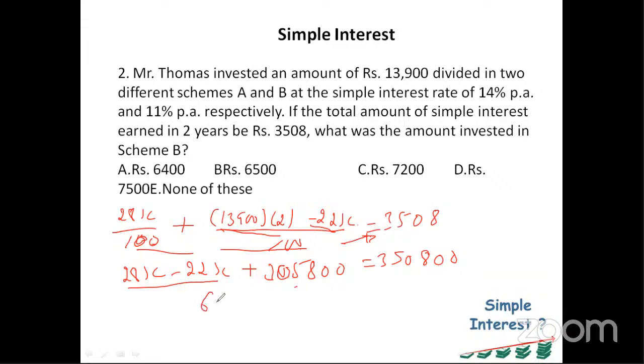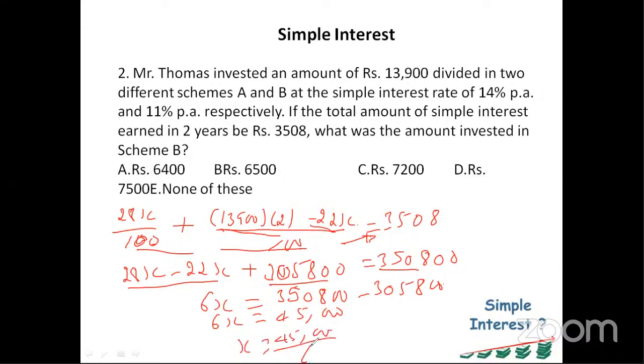Here we have 28 minus 22, which will become 6x, is equal to, this will come this side, 350,800 minus 305,800. And what is the value we get here? When we do the subtraction, we get 45,000. So 6x is equal to 45,000. X is equal to 45,000 by 6, which on dividing gives us rupees 7,500, which is rupees 7,500 as x.